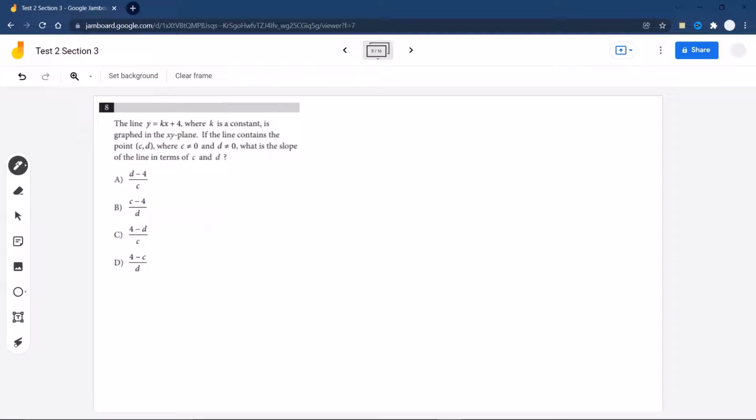Okay, question 8 says the line y equals kx plus 4, where k is a constant, is graphed in the xy plane. The line contains some point (c, d) where neither value is 0, right? They want to know, okay, what is the slope in terms of c and d? Well, we're given a line. And as you know, this number here signifies the y-intercept, which means that when x is equal to 0, y is equal to 4, right? So that's what this tells us. Or if it was negative 4, this would be negative, right?